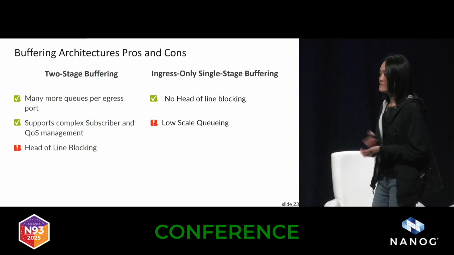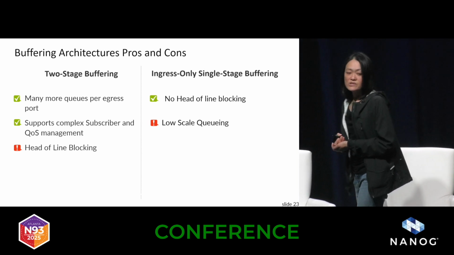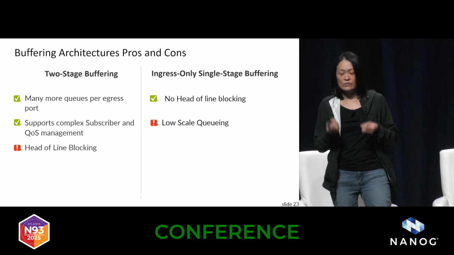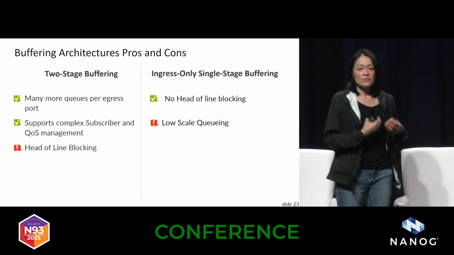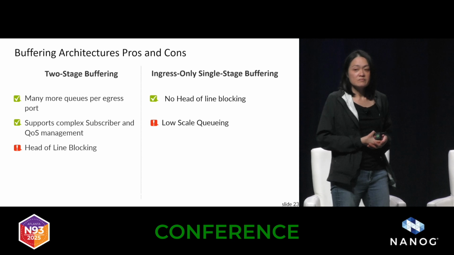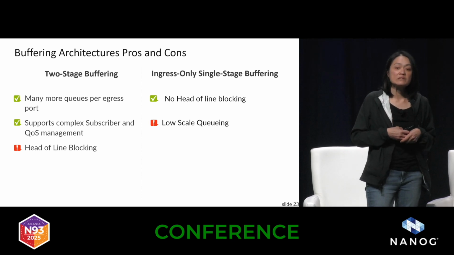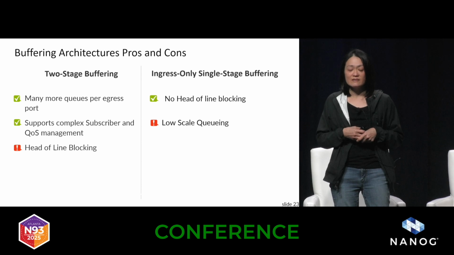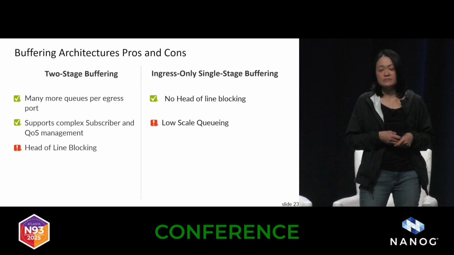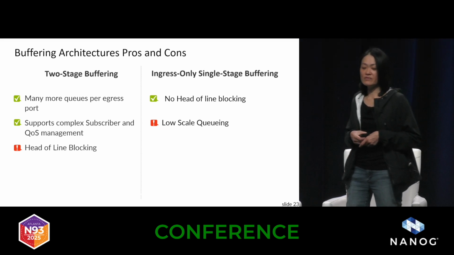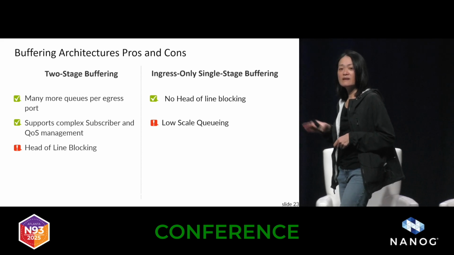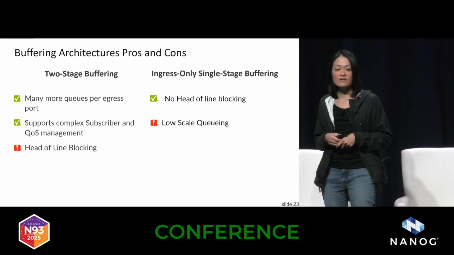So to summarize, we have our 2-stage buffering, which we said we can achieve a very high scale because these egress queues are not shared. They're only used by that local port. And because we have a large number of queues, we can support complex subscriber and QoS management. But then because of that small number of queues at the ingress, you may have head-of-line blocking because there's no one-to-one mapping between egress queue and ingress queue. And then on the ingress-only single-stage buffering system, we have no head-of-line blocking. But then you may not have the ability to achieve the high scale of the 2-stage buffering.